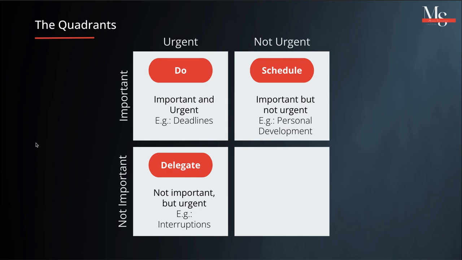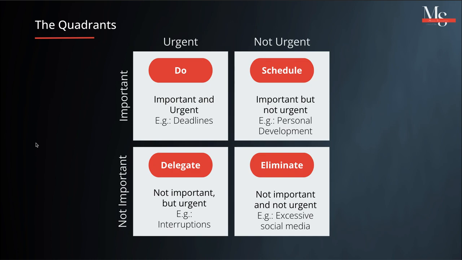And in the last quadrant, those are the tasks that are neither important nor urgent. These are typically time wasters such as excessive social media browsing, busy work, or trivial activities.